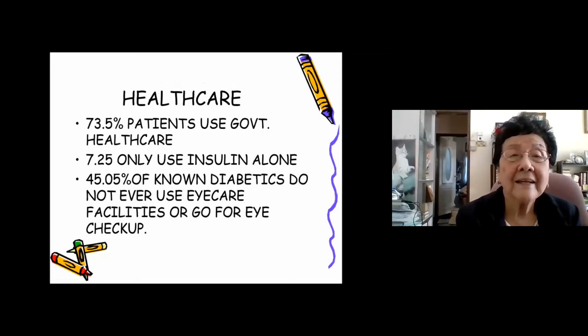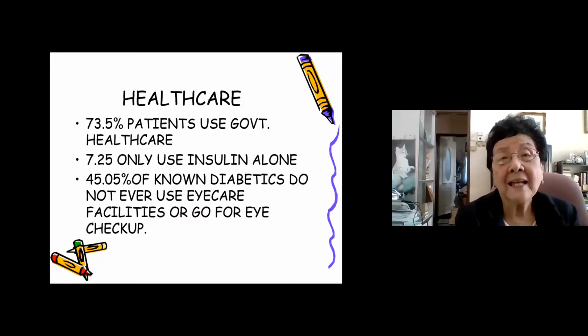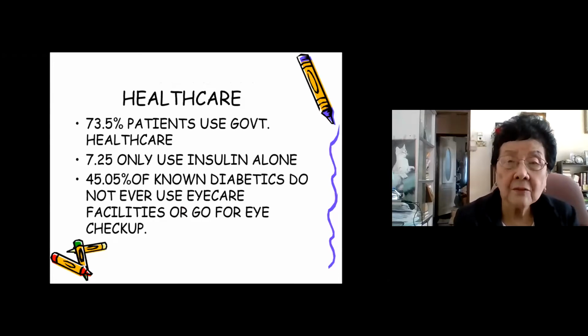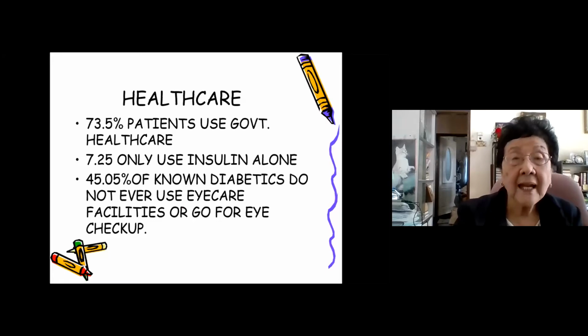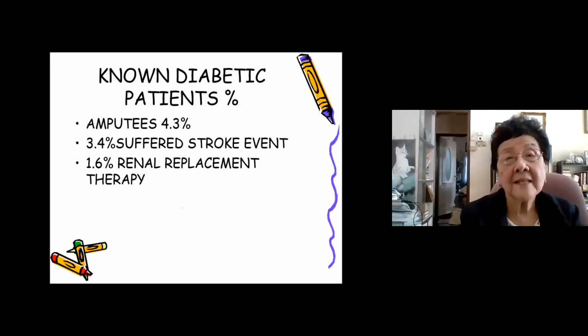On healthcare, we find in the analysis that 73.5% of patients use government healthcare, and only 7.25% use insulin alone. 45.05% of known diabetics do not ever use eye care facilities or go for an eye checkup. And incidentally, they are discovered because they go for an overall checkup. But the sad part is amputees number about 4.3%.